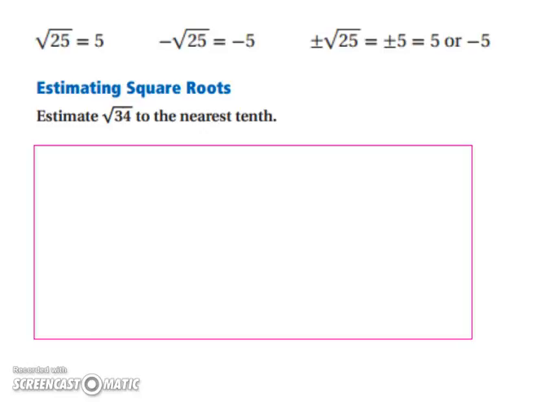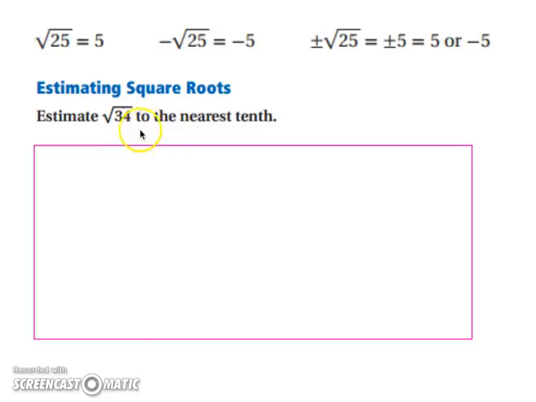Let's start with some estimation. For example, we all know that the square root of 25 is 5. We have the negative out here. We've got the negative square root of 25 is negative 5. And plus or minus, we have the square root of 25 equals plus or minus 5. Or you can say, hey, 5 or negative 5. So let's estimate the square root of 34 to the nearest tenth.